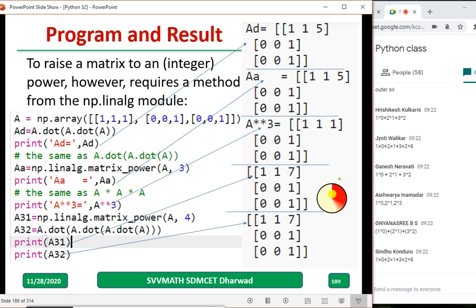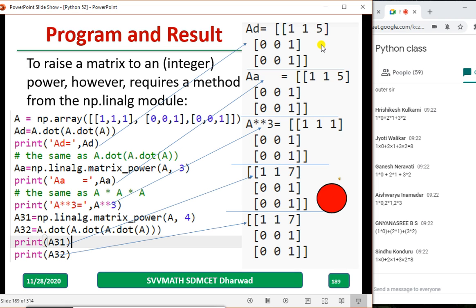You can use matrix power, or directly you can write A star star 3, but if you write A star star 3 individually, it will be taken as 1 raised to 3, 1 raised to 3, like that. Or you can use a dot, but observe the difference between A dot of A and matrix_power. Observe when you will get the same answer. Here I am doing A dot of A, 2 times dot is coming, but here I am taking A comma 3, then the answers are the same.